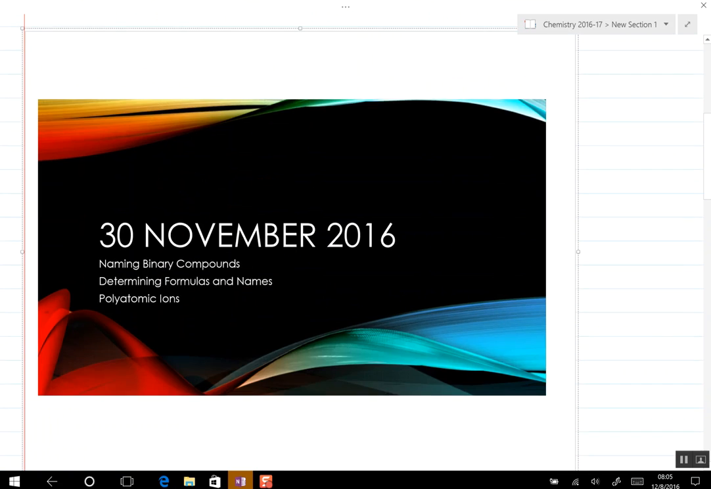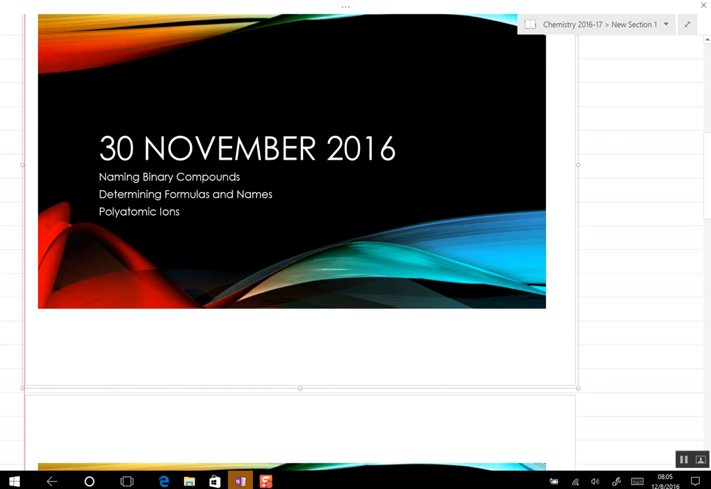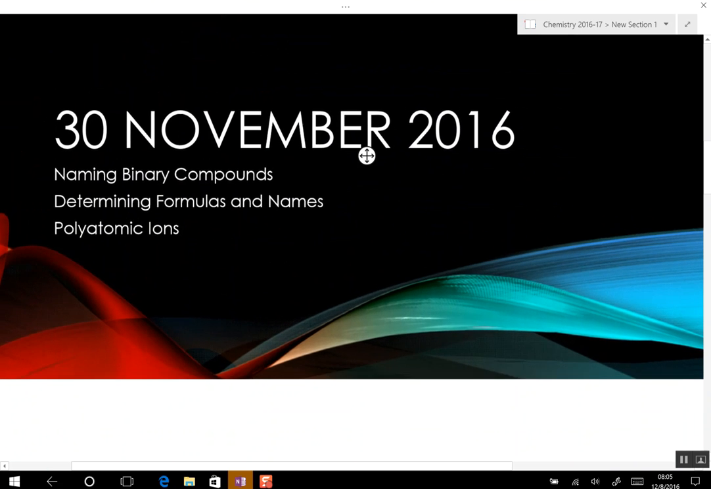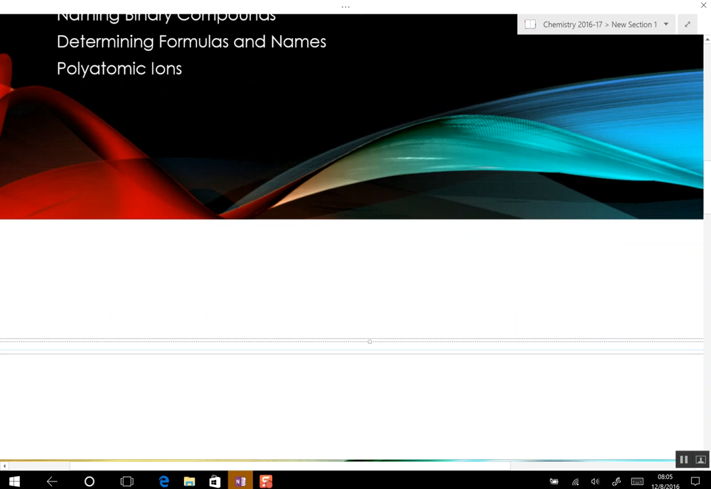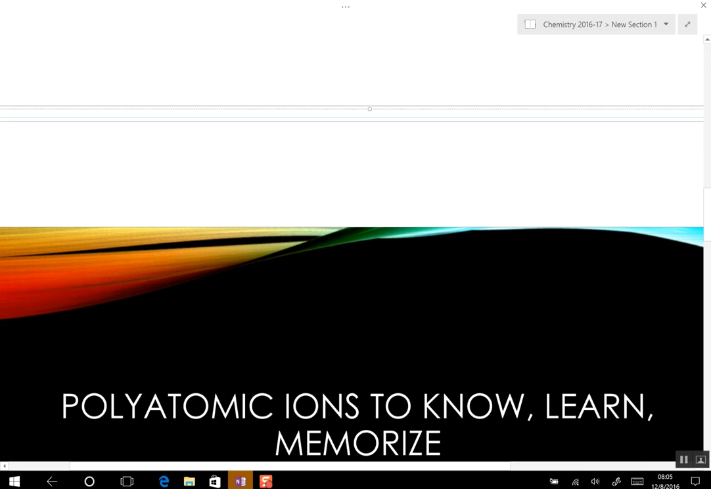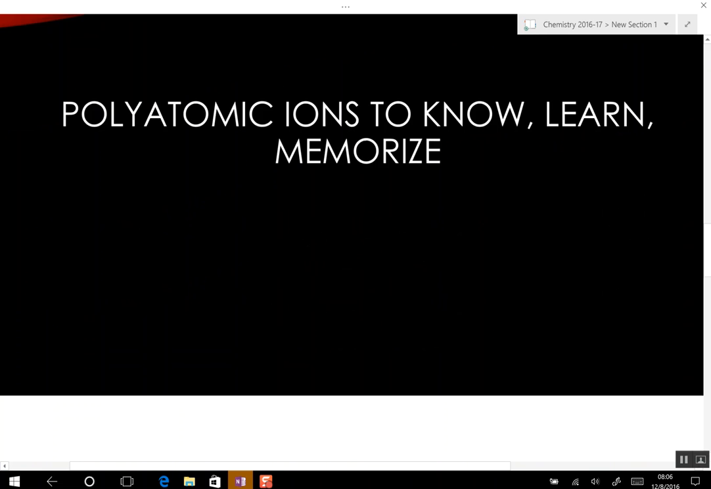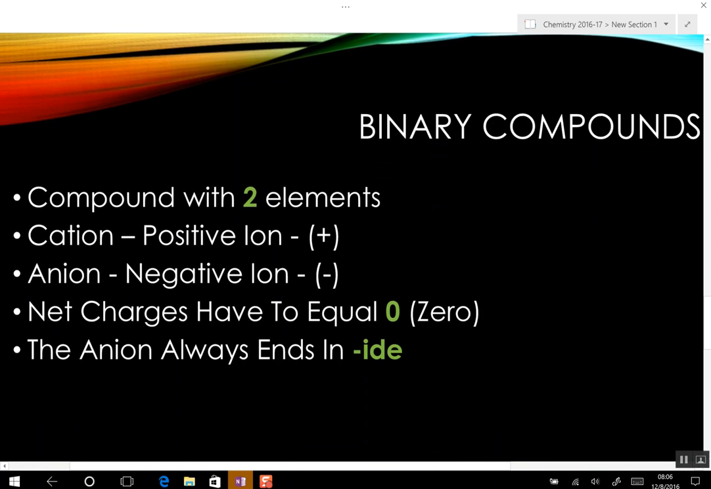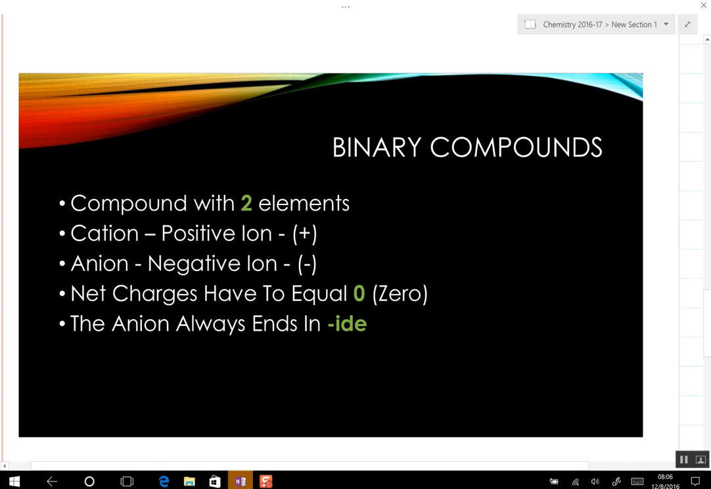So today we're going to talk about naming binary compounds and determining formulas and names. We're not going to worry about polyatomic ions, which are on that sheet that I had you pull out, but you are going to need some of the stuff on that sheet. So we're going to skip that one slide about memorizing polyatomics. We'll work on those next week. So, binary compounds. Binary means they have two elements.